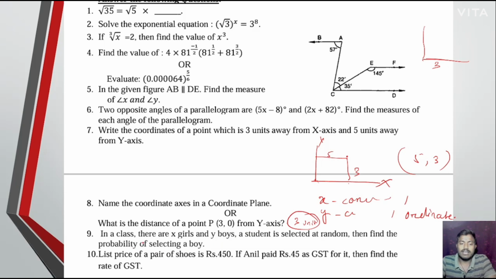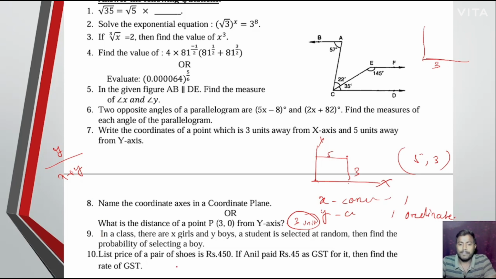Next, in a class, there are X girls and Y boys. A student is selected at random. Then find the probability of selecting a boy. Boys, there are Y. So Y divided by total, which is X plus Y. So the answer is Y by X plus Y.